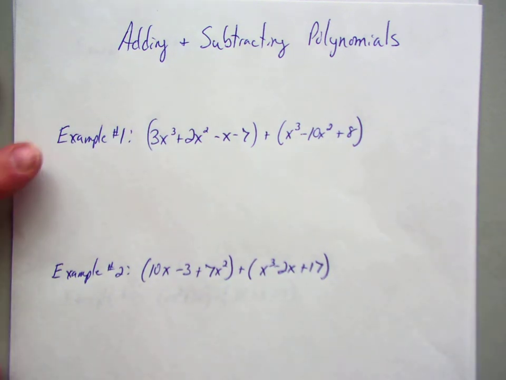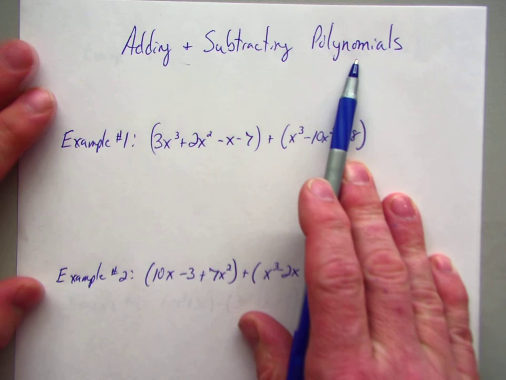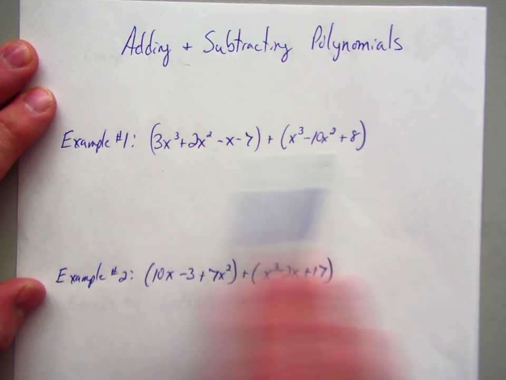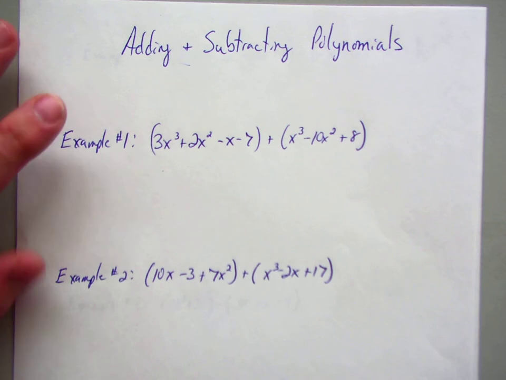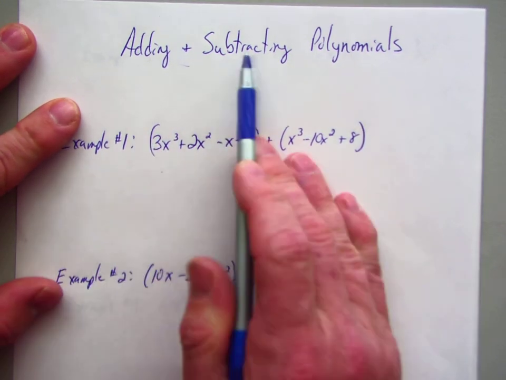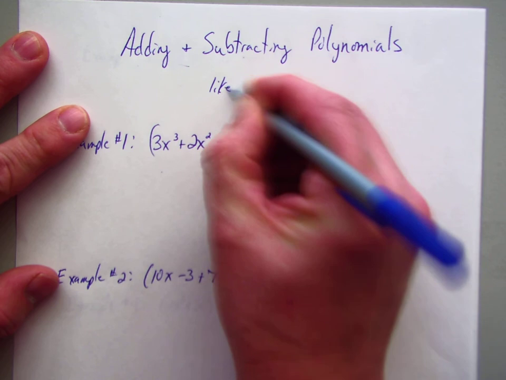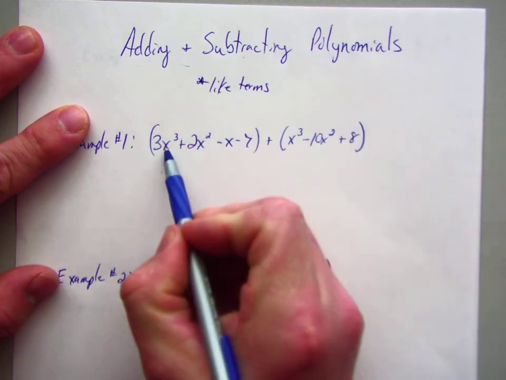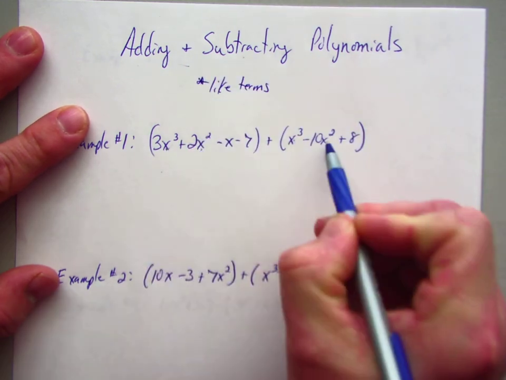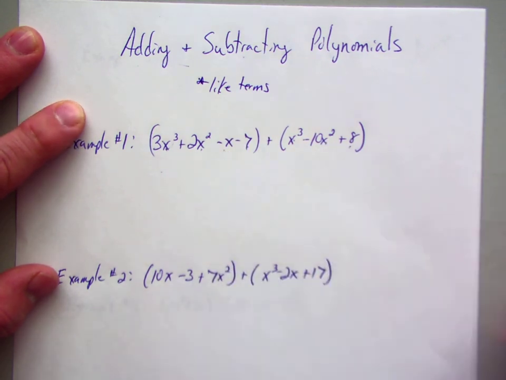Alright, in this video we're going to learn how to add and subtract polynomials. It does not matter if your polynomials are not in standard form. All you have to remember when we're adding and subtracting is you're going to add and subtract like terms. So cubics go with cubics, quadratics go with quadratics, linears go with linears, constants go with constants.